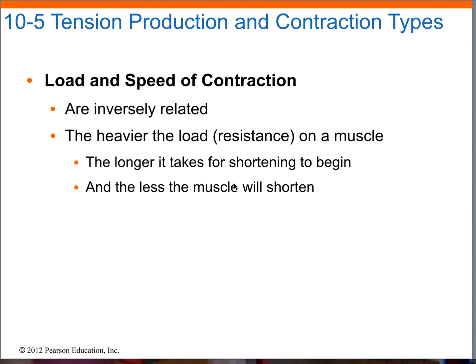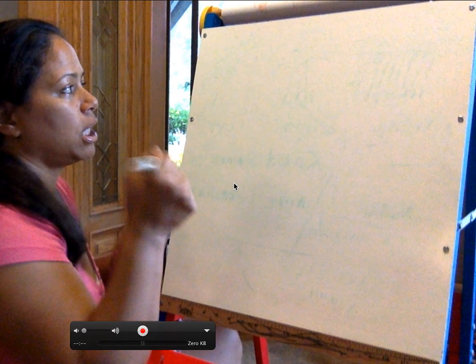Okay, so let's do the rest of muscle tissue. This is a load and speed of contraction table. It's mostly an inverse relationship.